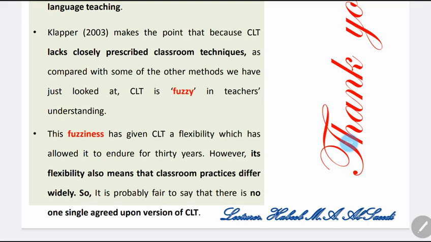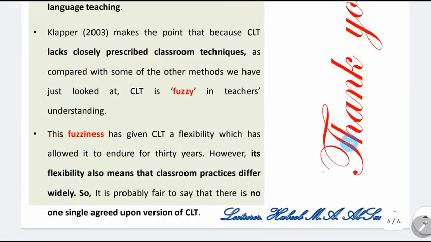So fuzziness comes from the theoretical background of CLT, which, as we said, depends on different disciplines, and this makes it differ widely. The teacher can create different situations and different activities that help students to communicate in the target language.